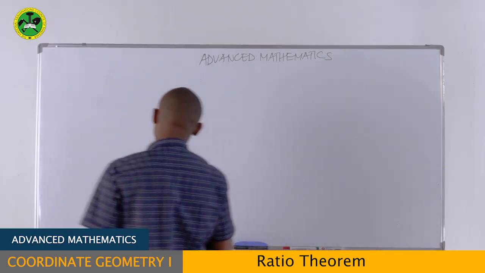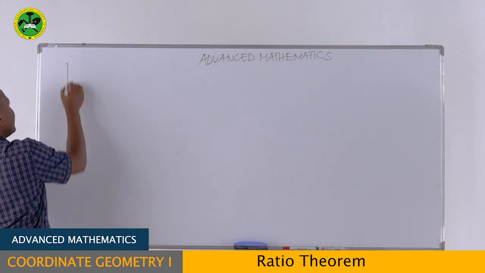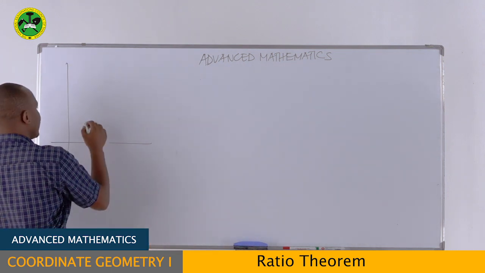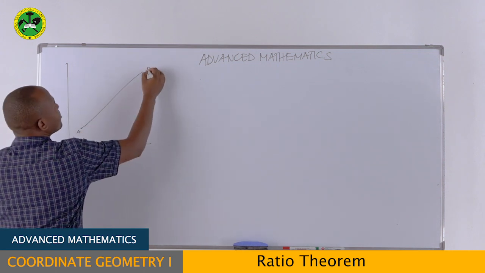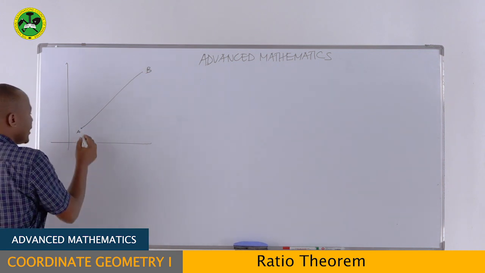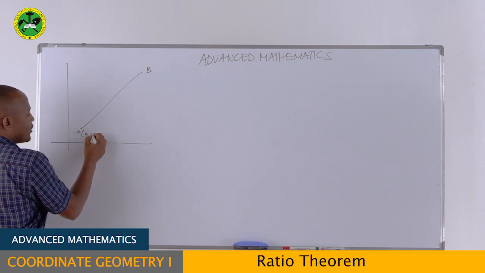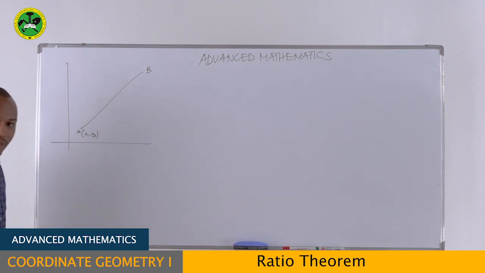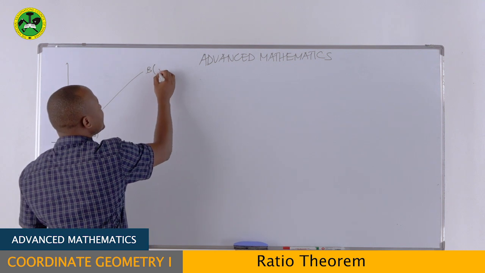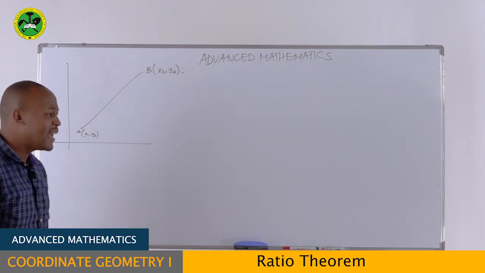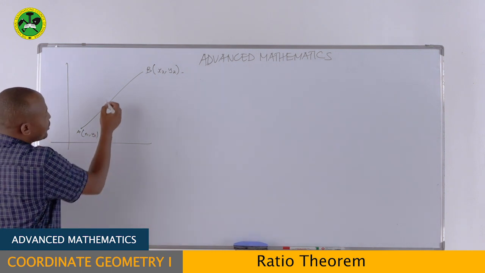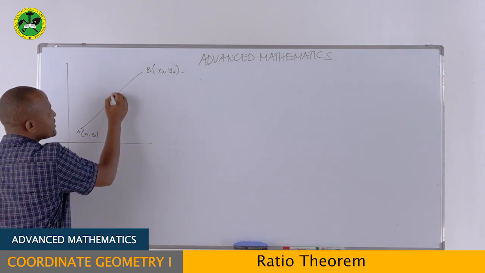Now we have the xy plane, and this is the point A and that is the point B as shown there, and this is x1, y1, and this point here is x2, y2. Now we have said we have the third point, that is point P.